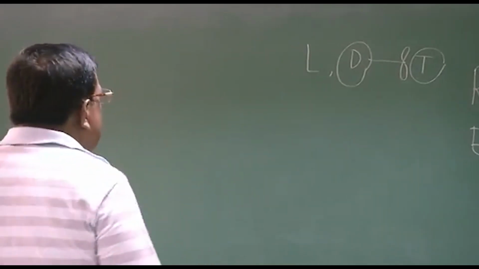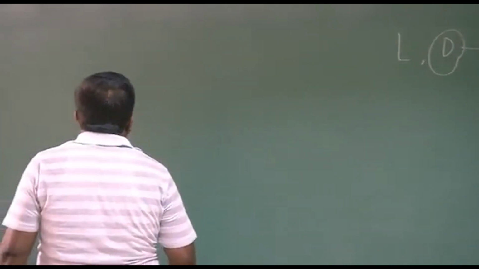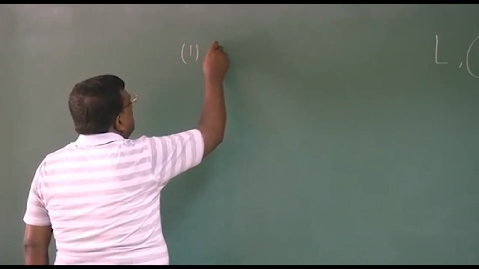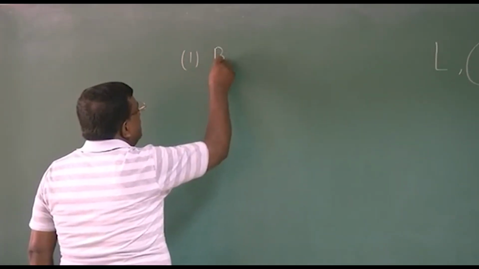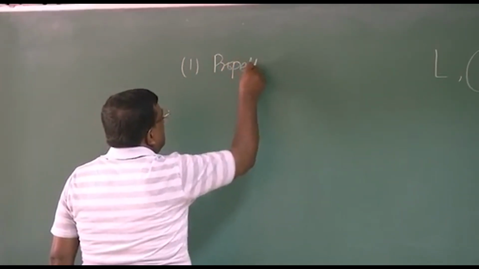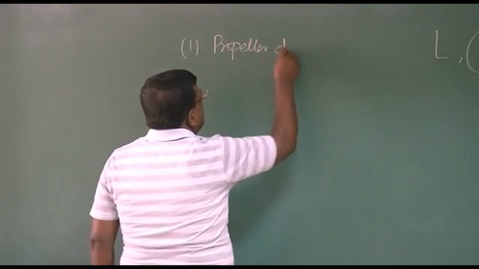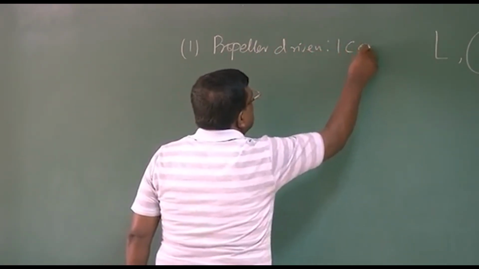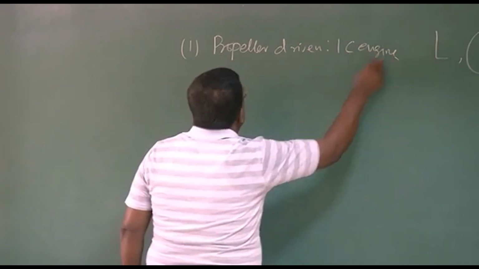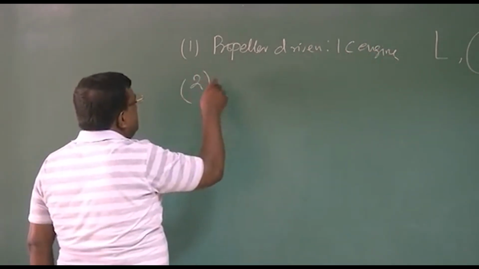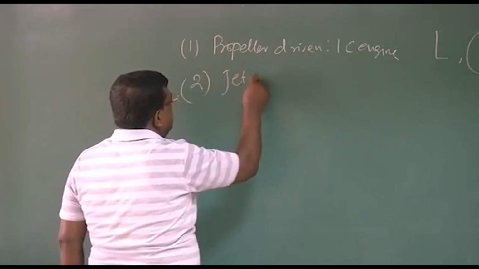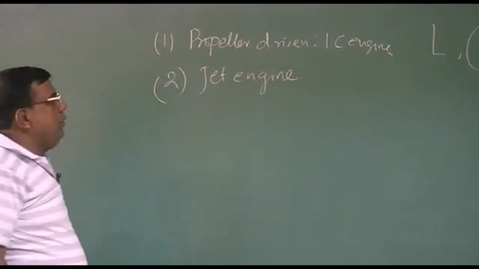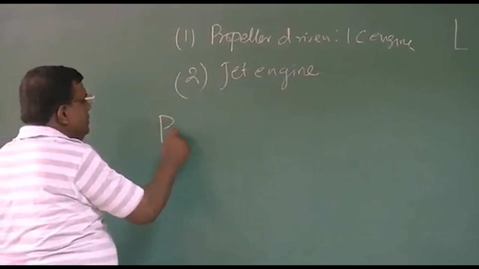Right? So let us see, we have been discussing two types of airplane. One is propeller driven, typically with an IC engine, and the second one we are considering is the jet engine. So we will first be talking about the propeller engine.